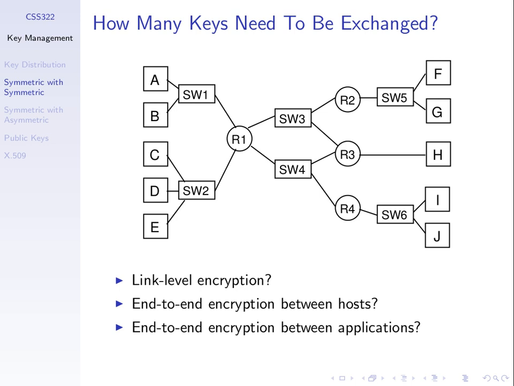Again, 20. We need one shared secret key for each link. If you look at the number of lines, the links in this network, and count them, there are 20. That is, E and the switch share a key. D and the switch share a different key. So we'd need 20 keys in that case.